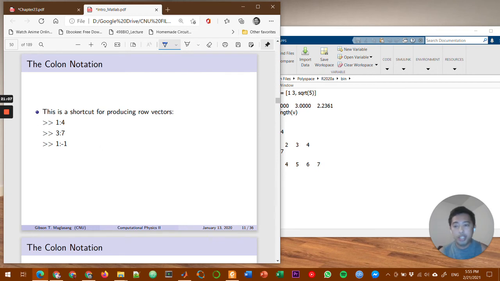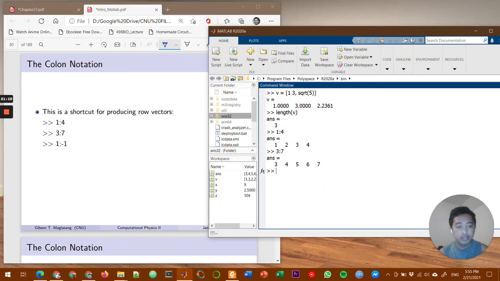How about this one? 1 colon negative 1. Is that possible? Try it first. As a check, you can pause the video and think about it, and then we'll come back to see the result. You can type this in your MATLAB or on your cellphone with MATLAB Mobile. So it's not possible. You can't advance from 1 to reach negative 1, since 1, 2, 3 never reaches negative 1. So the result is empty.